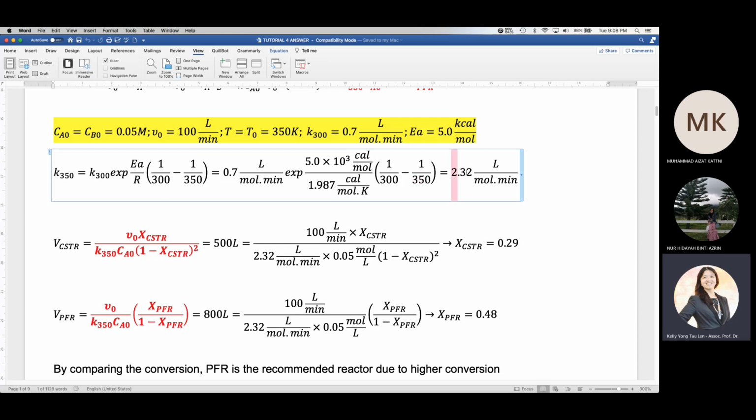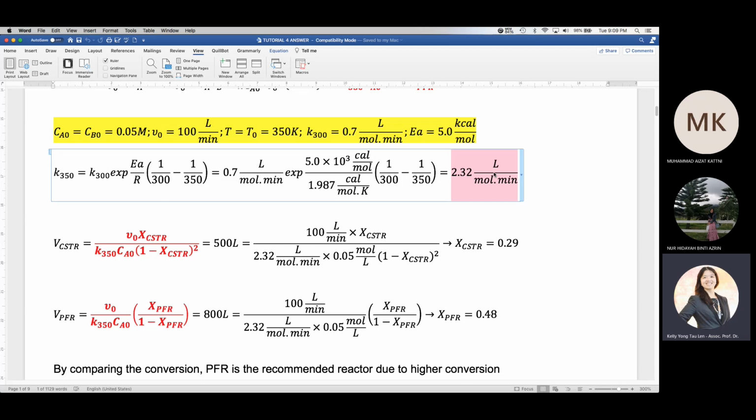K dia adalah 2.32 liter per mole minute. Okay, so let's say kamu dah calculate. This is one way kamu nak check. Katakan kamu dah kira and kamu tak sure betul ke tak betul. One of the ways that you may use to check is that K will always increase with temperature. Means lebih tinggi suhu, nilai K mesti akan jadi lebih besar.